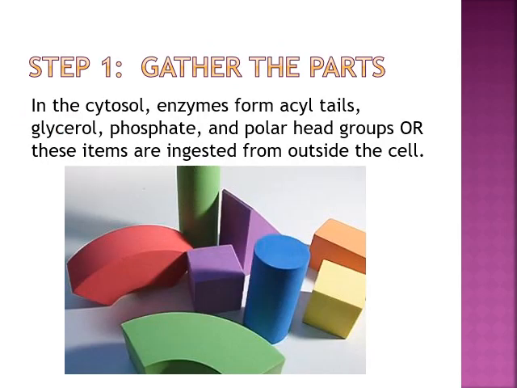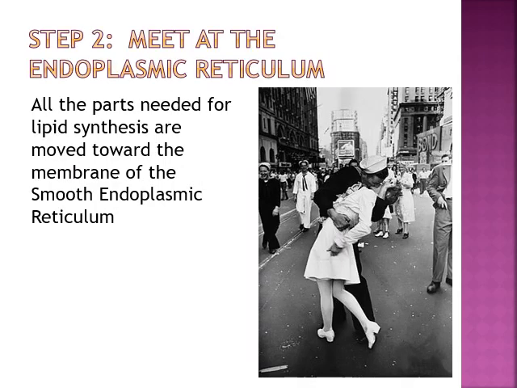Step number 1, get all the pieces together. You need these enzymes. You need acyl tails, glycerol, phosphate, a polar head group. You either need to build them or you need to pull them in from the outside. Then you have to get all of those parts together at the smooth endoplasmic reticulum. They need to be in the right place at the right time.